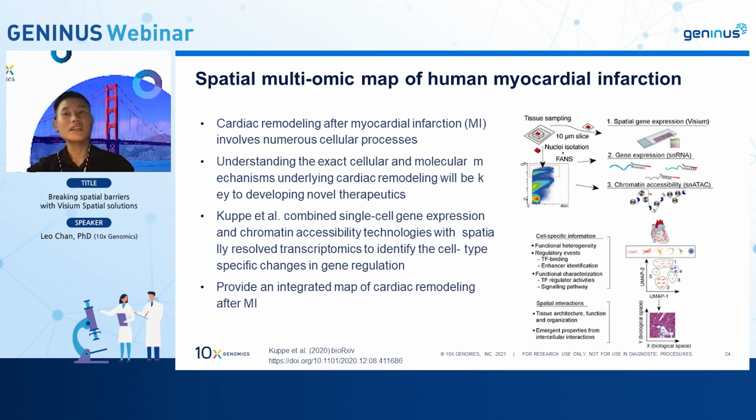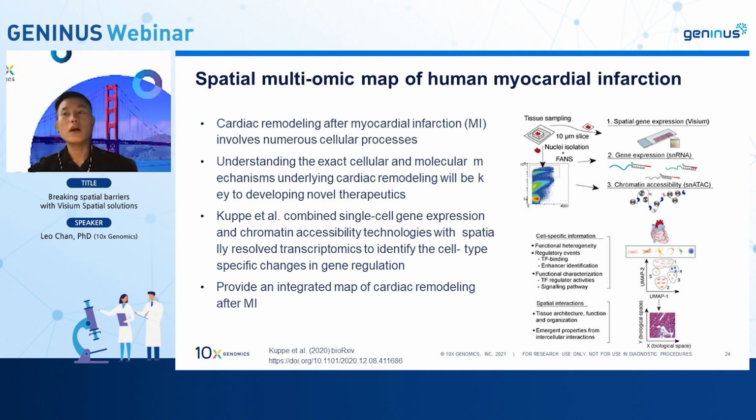Thus, an understanding of the exact cellular and molecular mechanisms of cardiac remodeling processes will be the key to developing novel therapeutics. Here, the authors from the University of Oxford in the UK combine single-cell gene expression and chromatin accessibility technologies and spatial transcriptomics to study the cell type-specific changes in gene regulation. They profile different physiological zones and time points of human myocardial infarctions and human control myocardium to generate an integrated high-resolution map of cardiac remodeling.